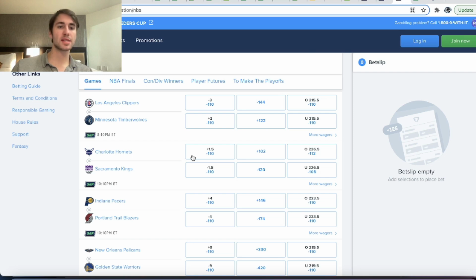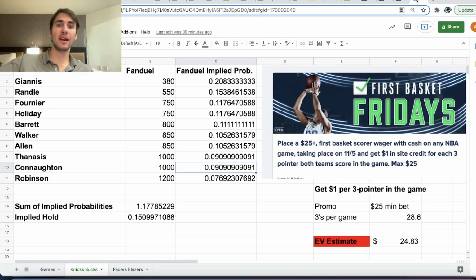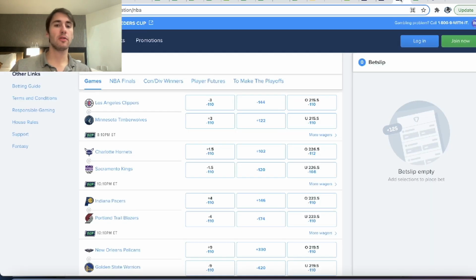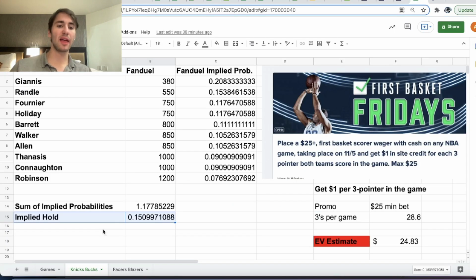You will notice that sportsbooks tend to juice markets like this one, where there's a lot of different options, like first basket score, Super Bowl winner, NASCAR Cup winner. Things like that tend to have very high hold percentages compared to, let's say, a money line in an NBA game, right? So this hold percentage is 15.1%, which means if you were betting blindly, you would be expecting a loss of 15.1%. So nobody recommends betting on first basket scores if there's no promotion involved, just because of how high the hold percentage is. If we bet $100 every single day on different first basket scores on FanDuel, we're expecting to lose over $15 for every $100 that we're betting. But because we're getting $1 for every three scored in the game, this promotion becomes insanely profitable.